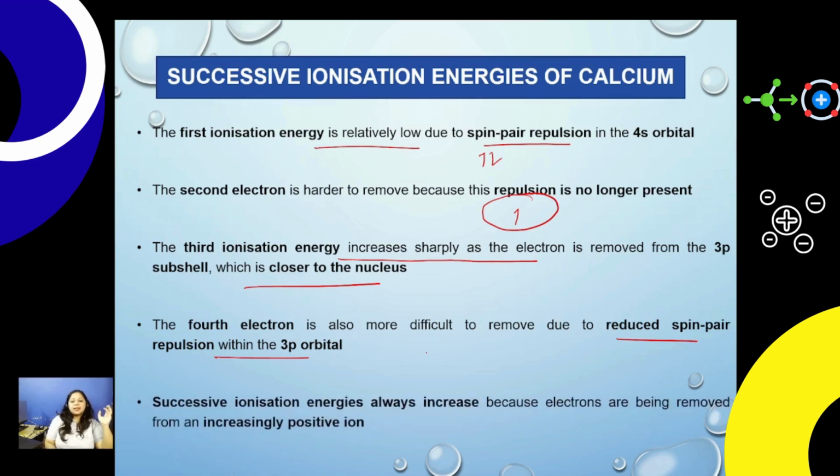So the successive ionization energies always increase because electrons are being removed from an increasingly positive charge, and as the positive charge increases, the protons have more control on the electrons and they are difficult to remove. I hope you understand this concept.